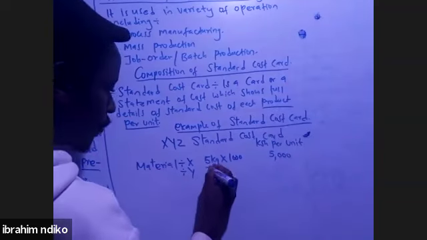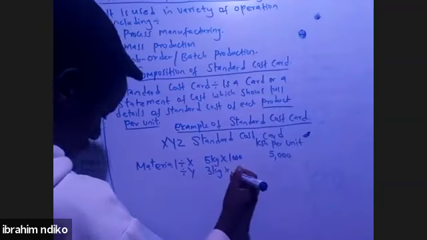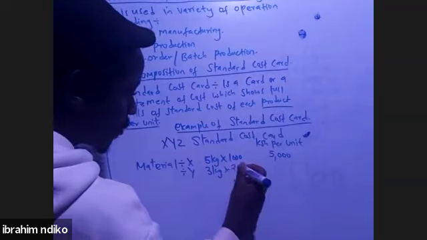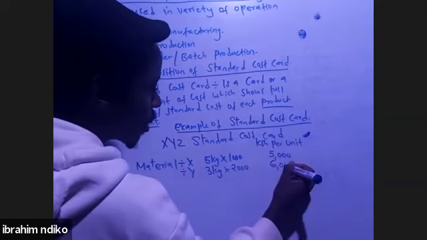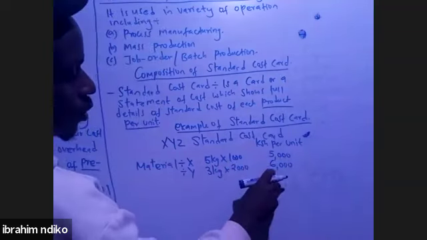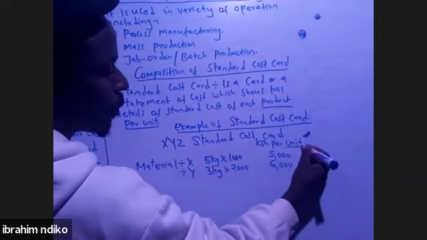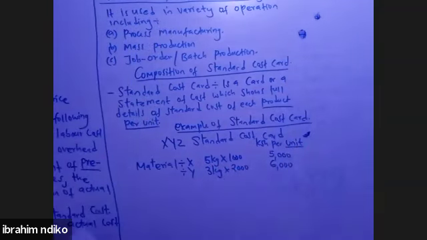You can also go to 3 kg for the other material times 2,000, which becomes 6,000 per unit. Then we go to labor.